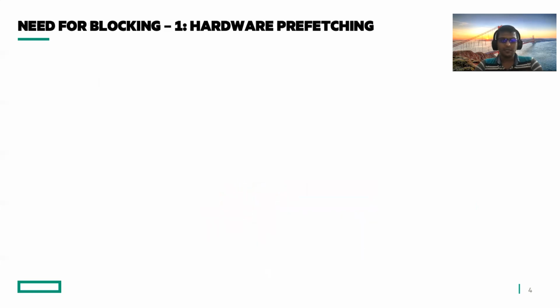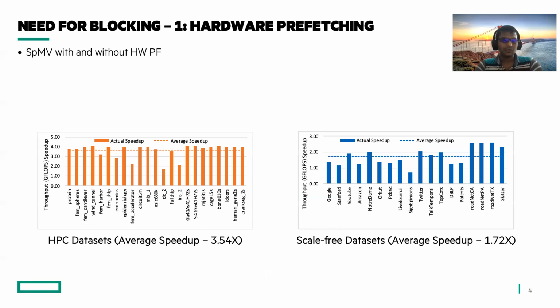For the next few slides, we will be looking at the reason for considering blocking as an optimization scheme for scale-free matrices. First, let us look at the impact of hardware prefetch. We measured the SpMV performance with and without the hardware prefetcher enabled on Intel Skylake X processors. The results are shown here.